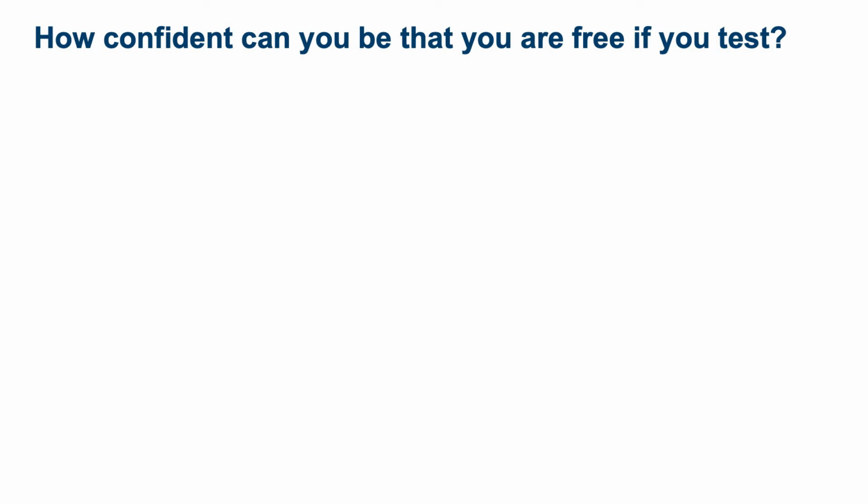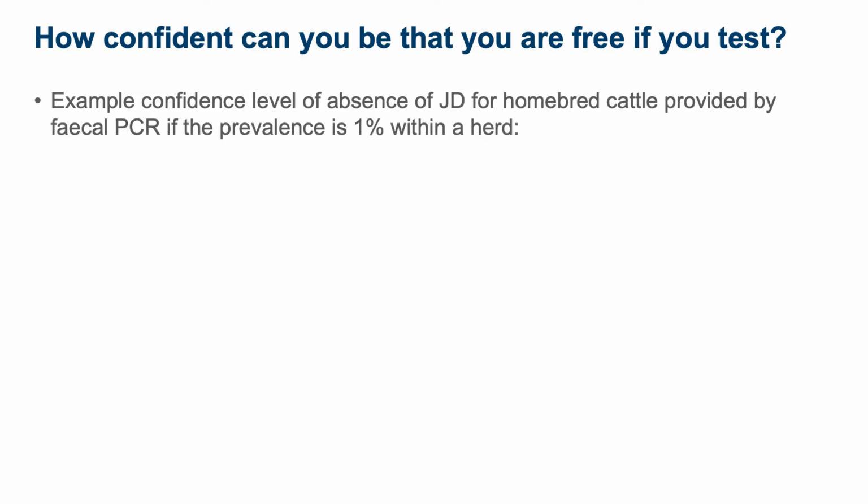Keeping in mind the limitations of fecal testing, how sure can you be if you test your herd, or you're buying from a herd that's undertaken testing, that JD is not present? Well, let's assume that when you do your testing, if it were present, only 1% of the herd was infected, so a very small number of cattle. How confident could you be, if that were the case, the testing would have picked it up?